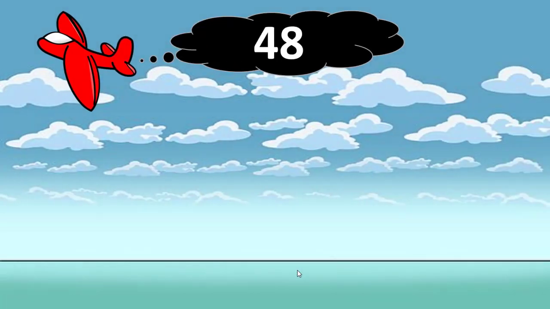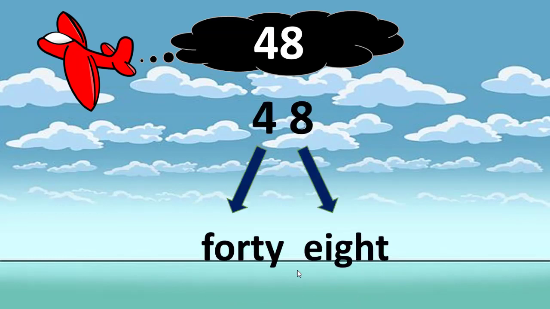Our next number is 48 and if we have to write its number name, we will write it as FORTY EIGHT, 48. We will repeat it again: FORTY E-I-G-H-T, 8, 48.